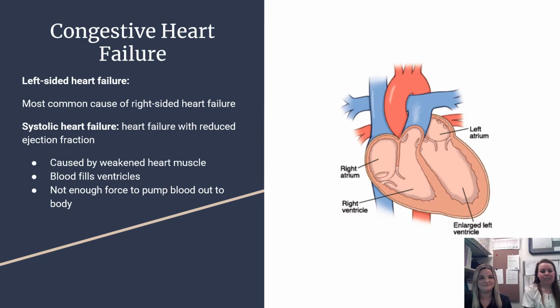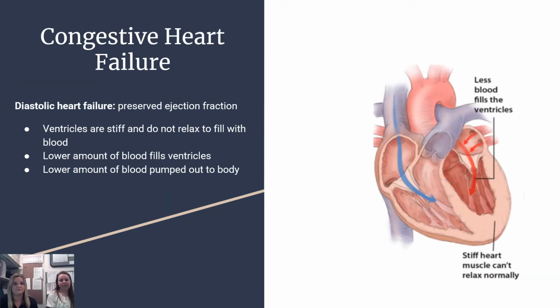Left-sided heart failure is actually the most common cause of right-sided heart failure due to the enlarged left ventricle pressing on the right ventricle and causing it to not function properly. Left-sided heart failure is divided into systolic heart failure and diastolic heart failure. Systolic heart failure is also known as heart failure with reduced ejection fraction because, as you may recall from earlier in the presentation, the ejection fraction is the force that blood is pumped out of the ventricles. Diastolic heart failure is known as heart failure with preserved ejection fraction because the force is present to pump out the blood, but the amount of blood is lower due to the ventricles being stiff and not relaxing to allow the proper amount of blood to be ejected from the ventricles.